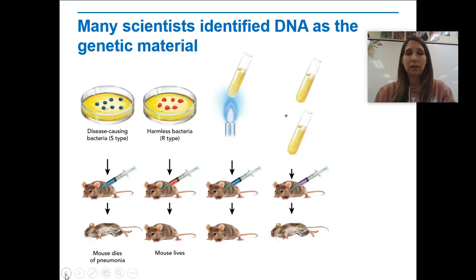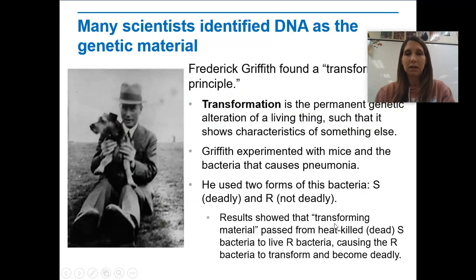And so this is where that conclusion came in, where I was on the last slide right here. So transforming material gets passed from heat-killed or dead S bacteria to live R, causing the R bacteria to transform, right, to start looking and acting differently. It's a permanent genetic change, and then therefore they became deadly.